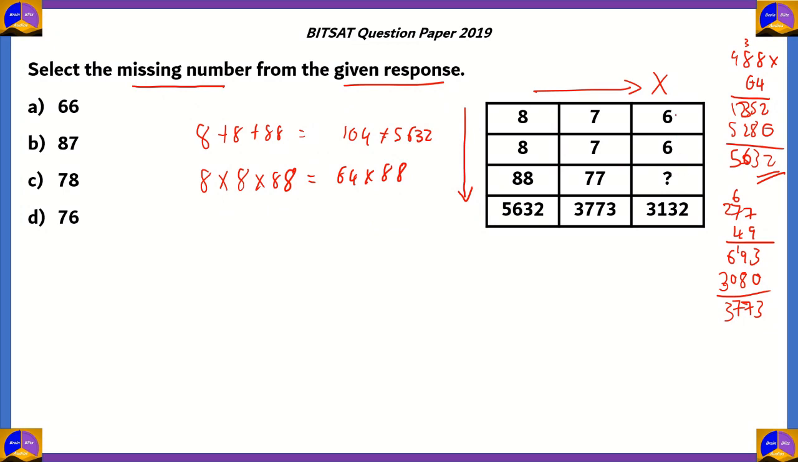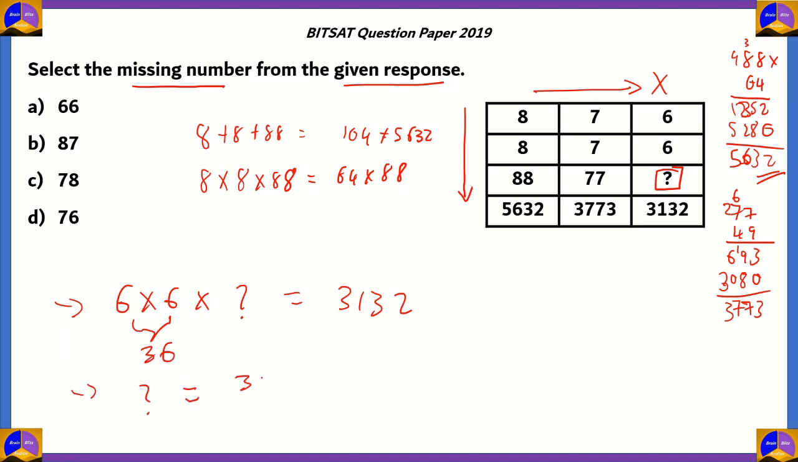So now we need to find out the missing element in the third column. So in the third column, it will be 6 times 6 times blank. That gives us 3132. 6 times 6 is 36. So what we're going to do is find the blank. Blank is equal to 3132 divided by 36. Let's start dividing 3132 by 36.